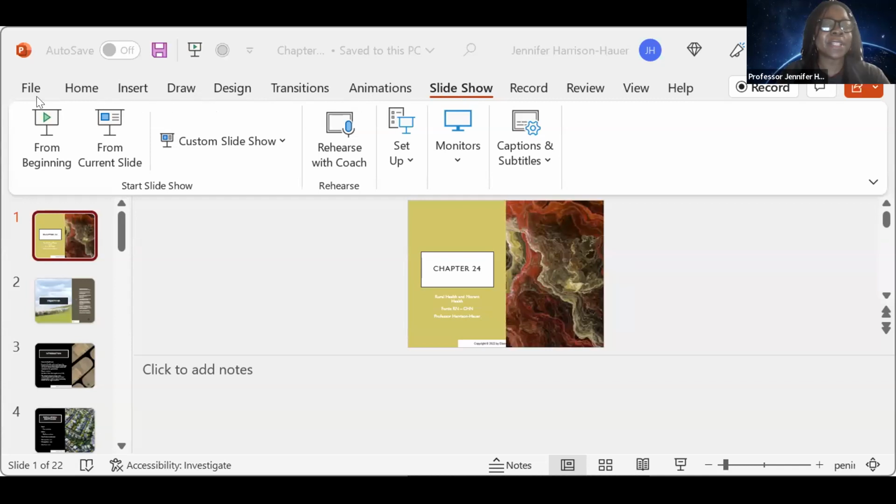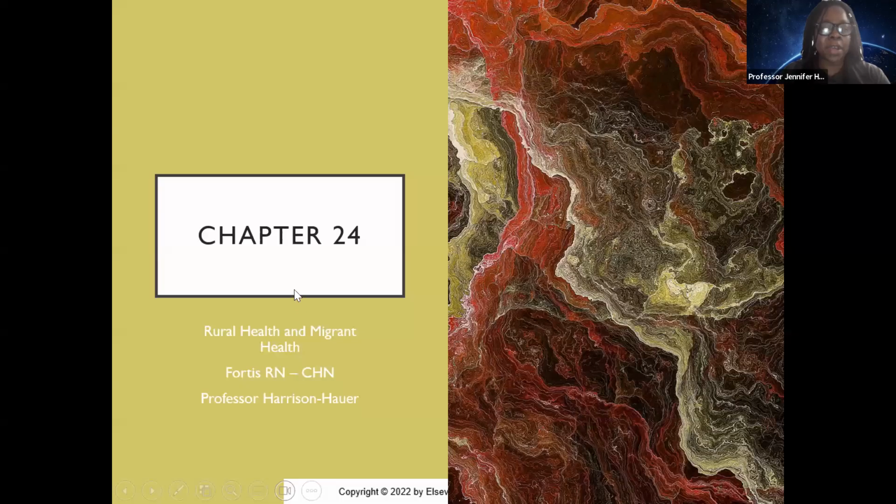All right, let's get right to it. This week we're talking about chapter 24, where you're reading about rural health and migrant health. Rural health and migrant health is another subspecialty of public health, community health nursing that is very important.